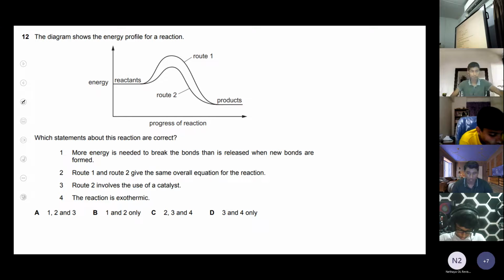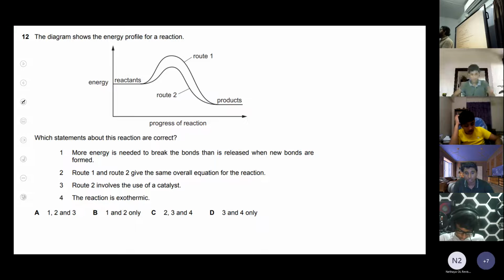So route 1, route 2. Catalyst, right? So route 2 has lower energy, right? Which statement about the reactions is correct? More energy is needed to break the bonds than is released when formed. This is a good question, right? A question where both energetics and kinetics are connected.